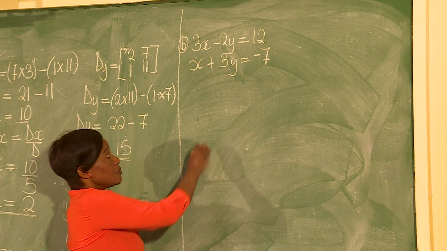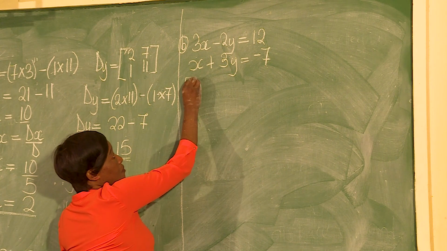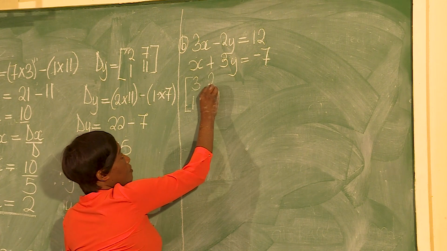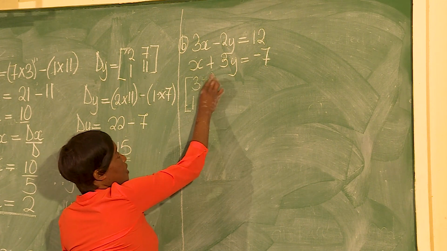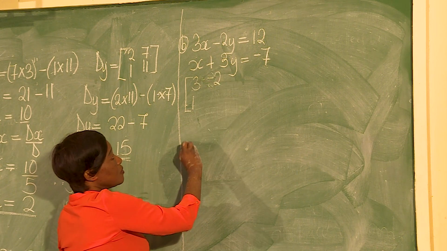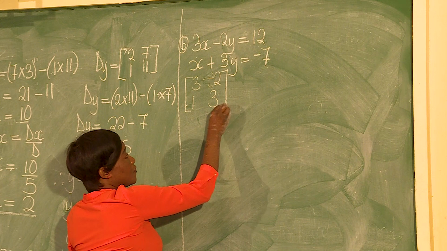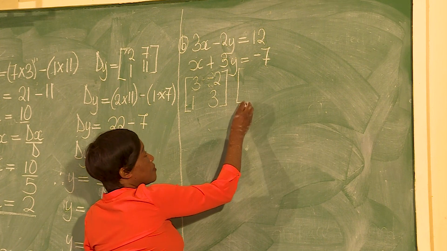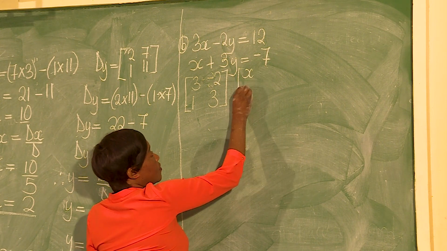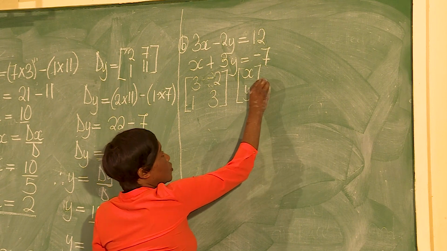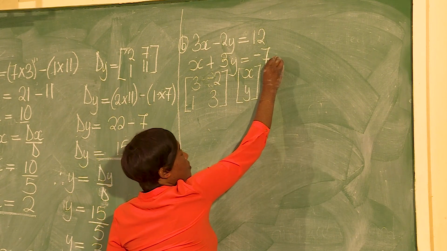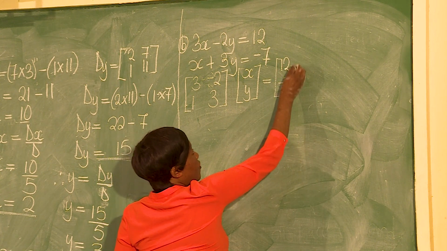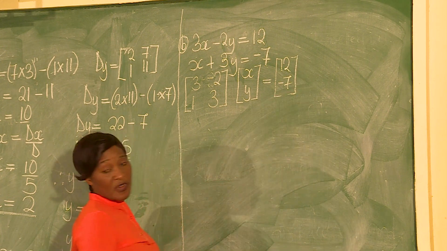Firstly, we're going to put, open brackets, 3, 1, then 2, negative 2. Let's give space here. Negative 2, yes. 3. That's the first one. Finish it off. The next one. Open brackets, x, y. We equate these two. Yes, and then for the constant, 12 and negative 7. Very good. Give her a clap.